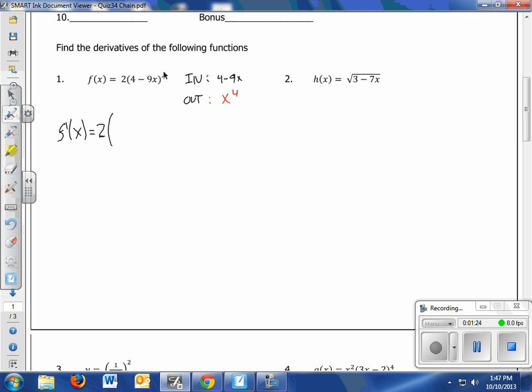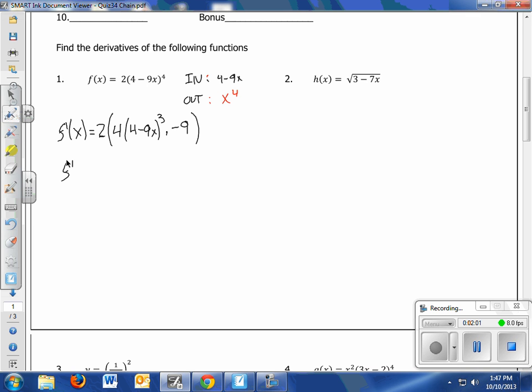So we have 2 times, let's take the derivative of the outside. That would be 4x cubed, or 4, leave the inside alone, to the third power. Okay? Now I'm going to multiply that by the derivative of my inside. The derivative of my inside is negative 9. Derivative of 4 is 0. The derivative of negative 9x is negative 9. Okay? So I have 2 times 4 minus 9x cubed times negative 9.